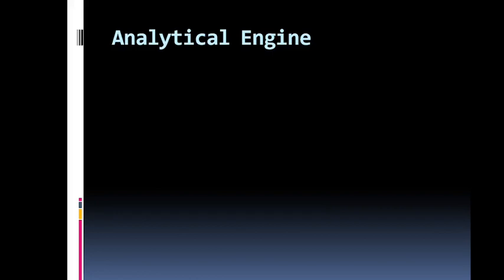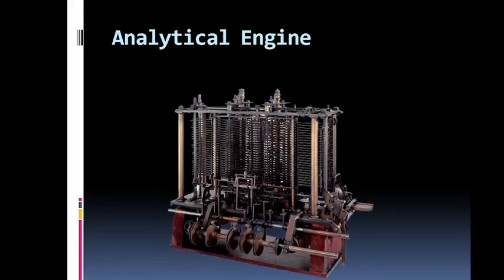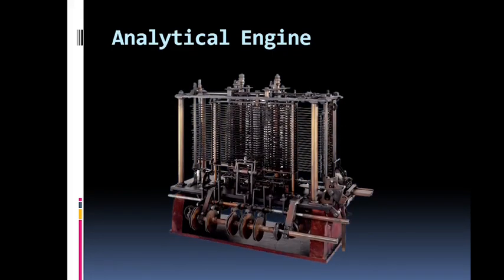Analytical engine. Charles Babbage created another calculating machine, the analytical engine. In 1830, it was a mechanical computer that took input from punch cards. It was capable of solving any mathematical problem and storing data in an indefinite memory.